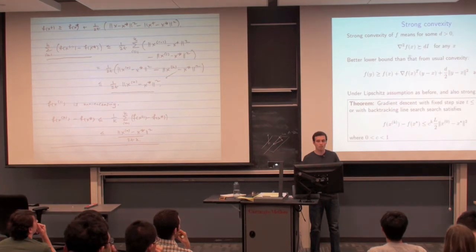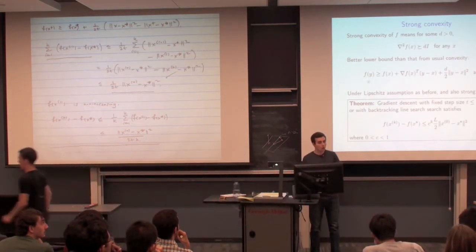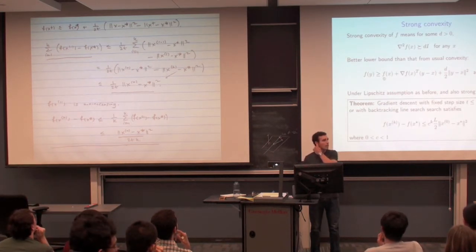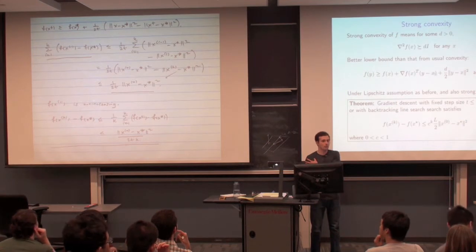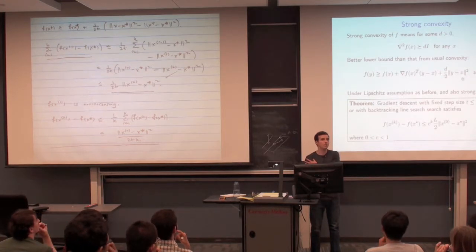Okay, I can also write that condition like this. I can actually lower bound f by a quadratic. Well, from usual convexity, I can lower bound f by a linear function, right? This is convexity. Strong convexity says that actually I can do a little better. I can add a quadratic term to that, and I'll still get a lower bound. So it's a sharper lower bound.